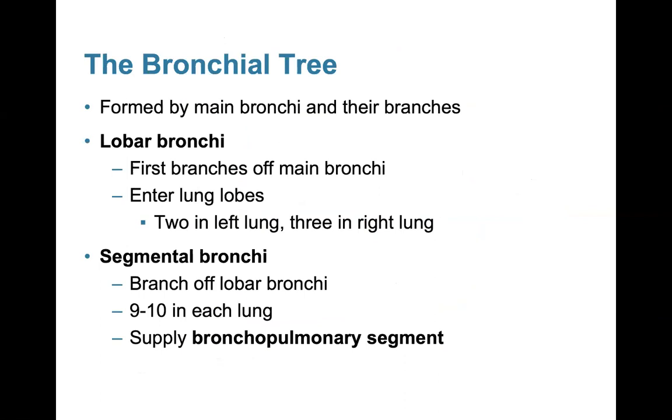So the bronchial tree is formed by the main bronchi and their branches. We have the lobar bronchi. These are the first branches off the main bronchi. They enter the lung lobes. There are 2 in the left lung and 3 in the right lung. So there's 2 lobes in the left lung and there's 3 lobes in the right lung. The reason for this is, remember, the heart actually lays to the left side of the body, and that takes up some of the space that the lung would normally take up. You then have segmental bronchi. They branch off the lobar bronchi, and you get 9 to 10 in each lung.